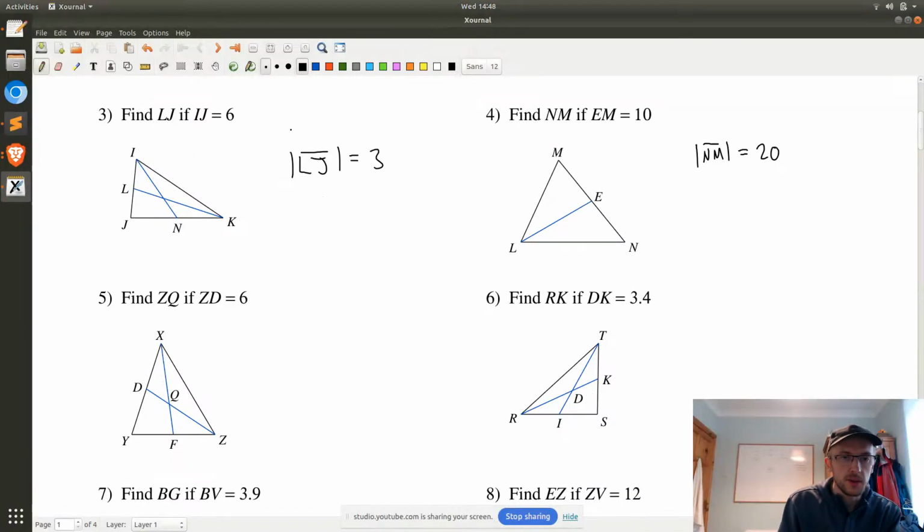Find ZQ, ZD is 6. Z to D is 6. And we need to find Z to Q. So I think it's 2/3 of 6. It's 2/3. Right?